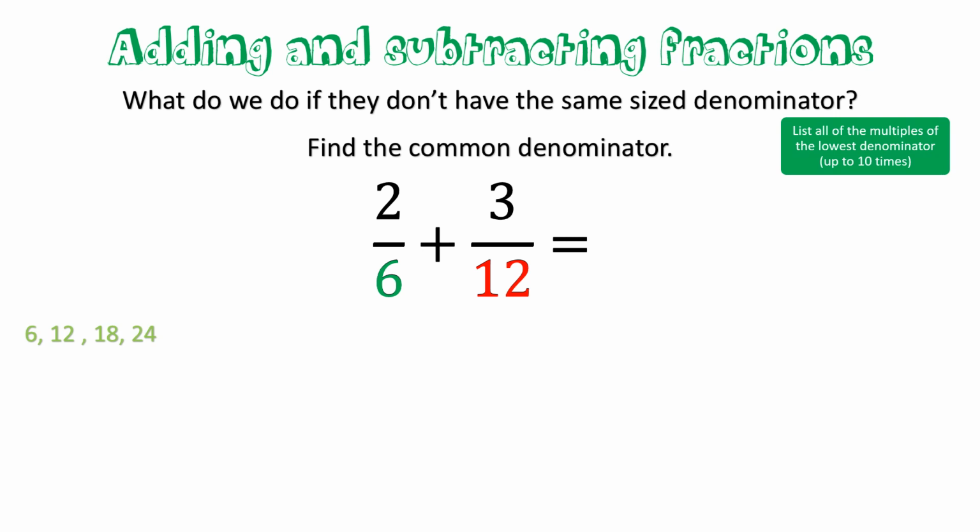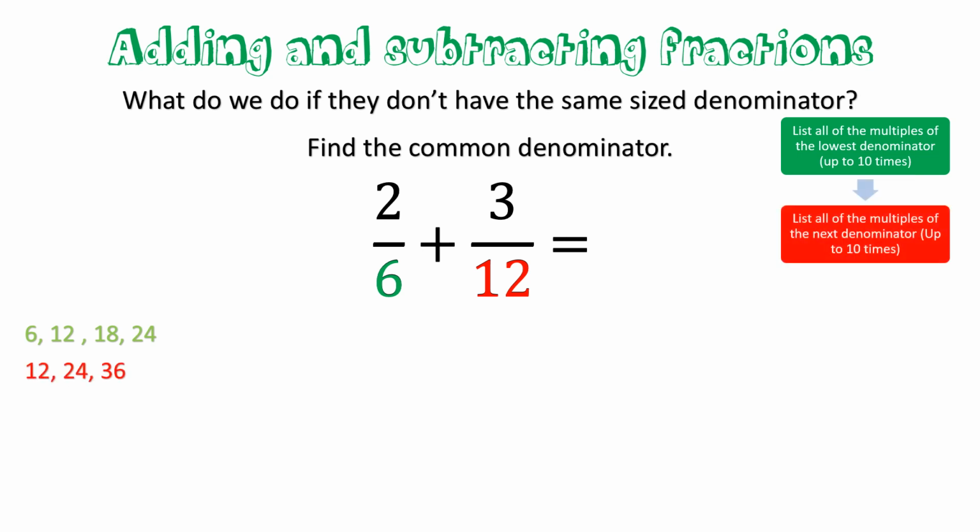So 6, 12, 18, 24, and you would carry on to 30, 36, 42, 48, and so on until you get to 10 times. Then I'm going to look at the next denominator, which is 12, and list all the multiples of 12. So 12, 24, 36, 48, 60, and so on until you get to 120, which would be 10 times 12.